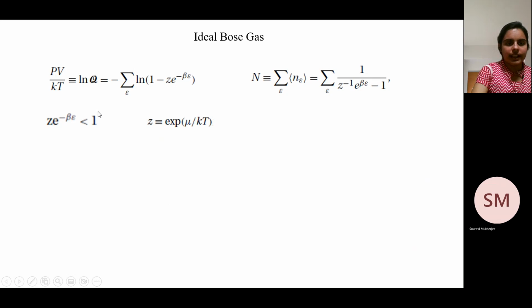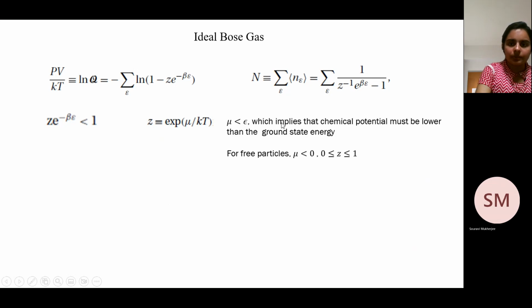What's important to note here is that for a Bose gas, z e to the power minus beta epsilon is less than 1. You know that z is equal to e to the power mu by kT, right? So in a way, this tells you that mu should be less than epsilon, which implies that the chemical potential must be lower than the ground state energy. Suppose for free massive particles, where you can define the energy as p square by 2m, the zero momentum state is where the energy is zero. So the ground state energy is given as zero, and in those cases, mu would be less than zero.